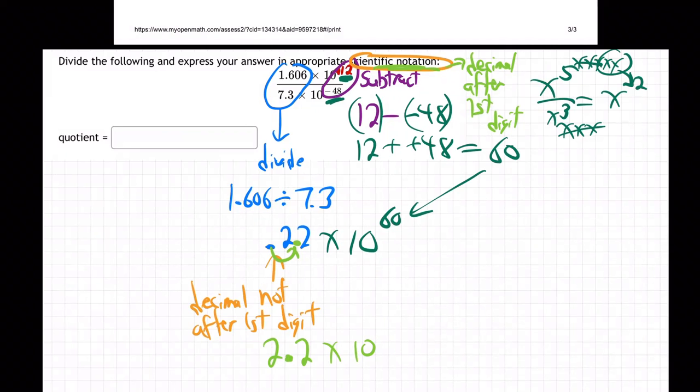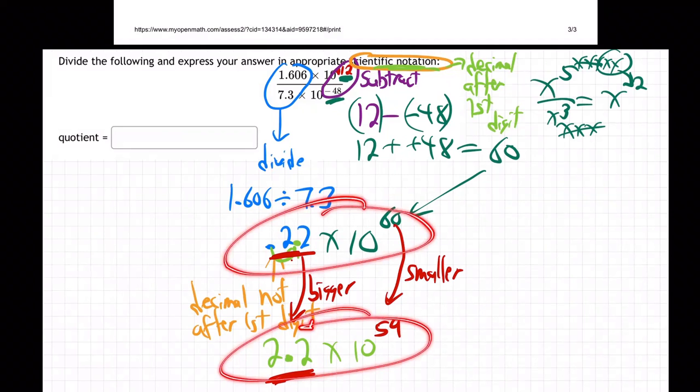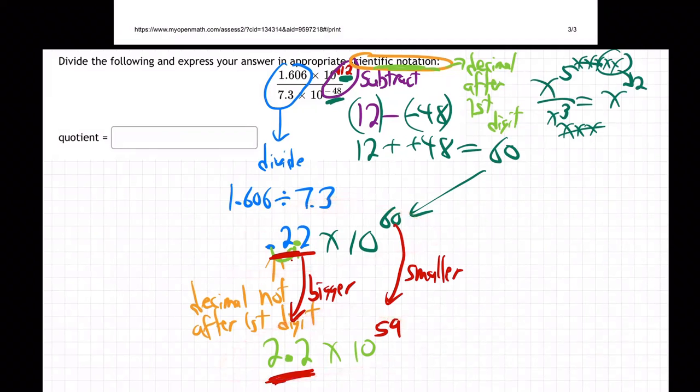Over here, when I move this number to the right, I made the number bigger, right? 2.2 is bigger than 0.22, right? Think about money. I said the price on that was 22 cents. This is $2.20, right? It's bigger. So the change I made here made this number bigger. Well, then I've got to make this other part smaller by 1. So it'll come down to 59. Does that make sense? So in other words, I have to change the way the number looks without changing its actual value, right?